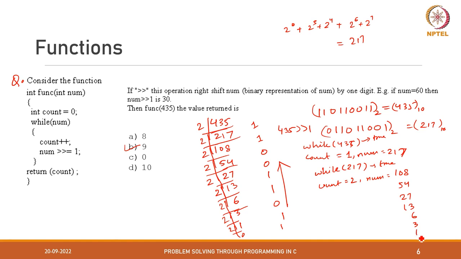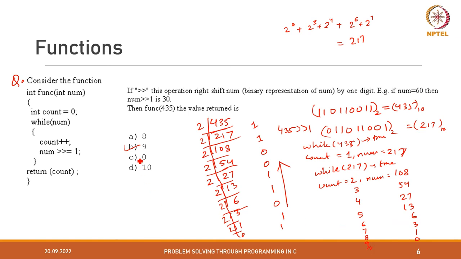So for this the count will be 3, 4, 5, 6, 7, 8, 9. When it becomes 0, after that the loop terminates. So the count value becomes 9. Is that kind of clear?